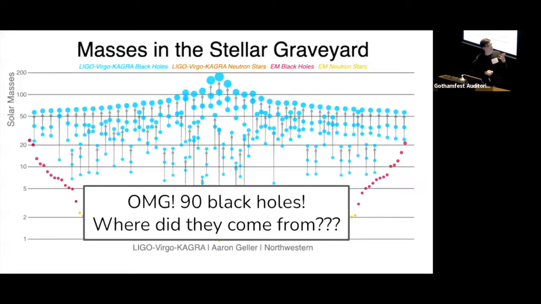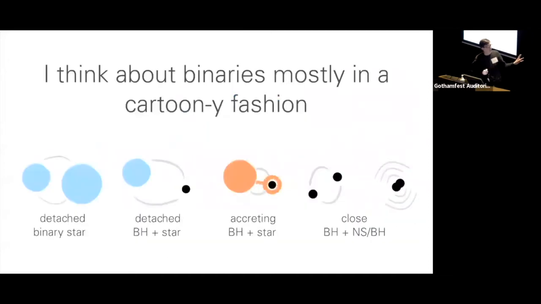Part of what I do and think about every day is trying to explain, at least partially, where some of these things come from. In general, my research identity is thinking about binary stars in a relatively cartoony fashion. And what I mean by that is I don't solve stellar structure equations in real time. Instead, I try to think of all of the ways that binary star interactions can shape binary systems at each of these different types of phases that we can observe.